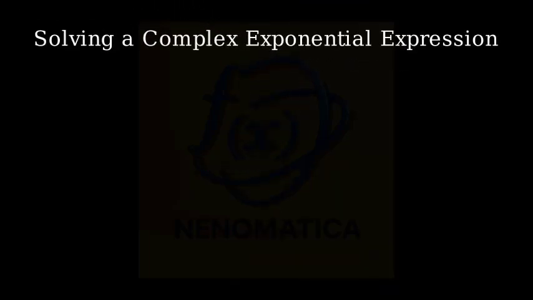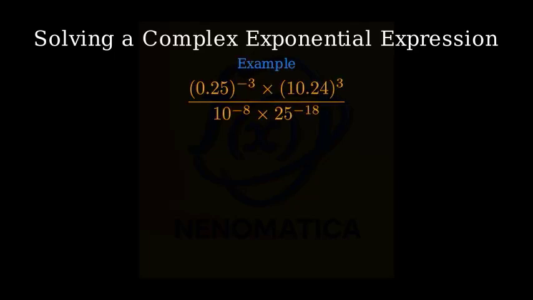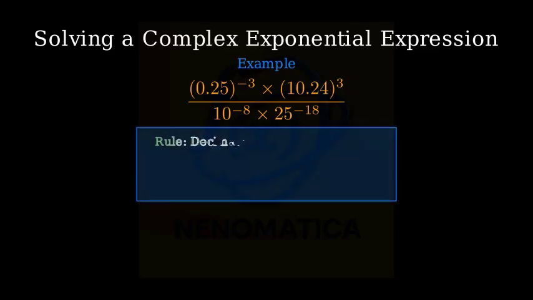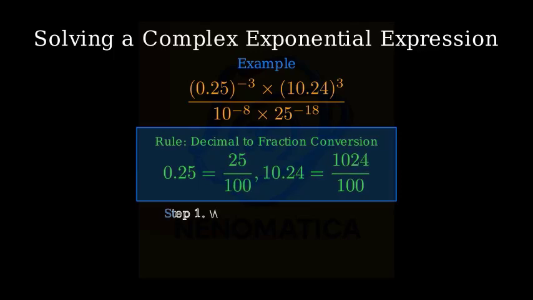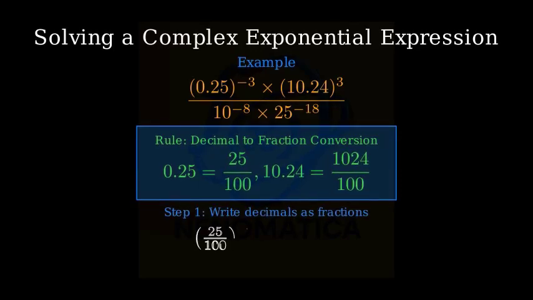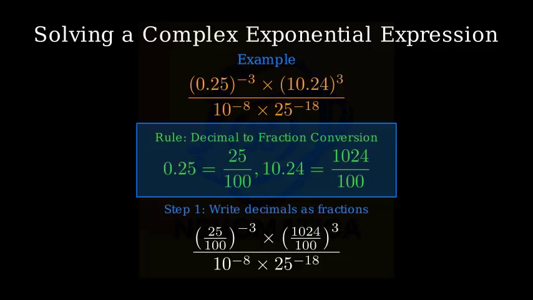Today, we'll solve an interesting expression involving exponents and fractions. Let's begin step by step. First, we'll rewrite our decimal numbers as fractions. 0.25 is equal to 25 over 100. And 10.24 is equal to 1024 over 100.